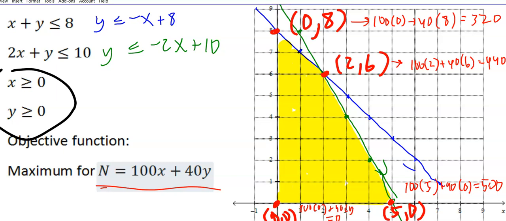So what's the best choice here for the maximum? We need to maximize this, so 500 is the max, and the ordered pair that leads to that is 5, 0.